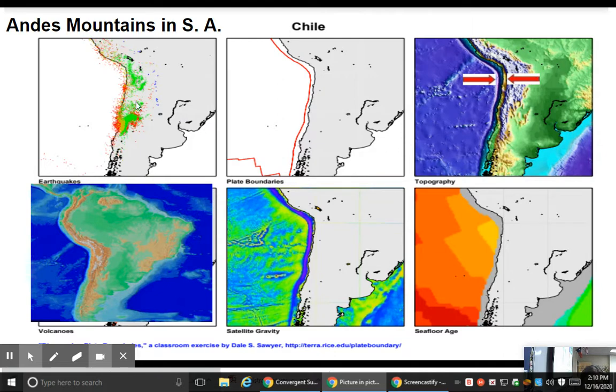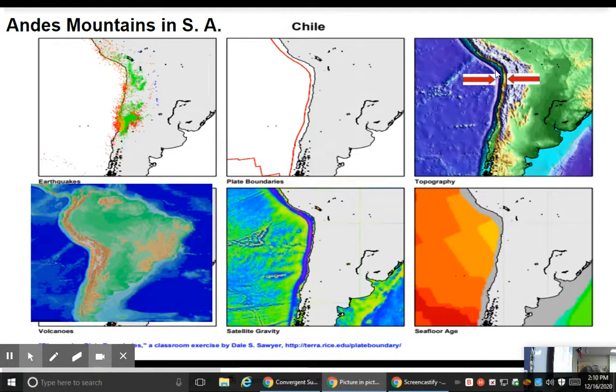Next, we're going to analyze these maps. These are maps of the Andes Mountains in South America. So here you can see along the coast of the continent, you see lots of earthquakes. Here is the plate boundary. This would be your oceanic plate and continental plate coming together at this plate boundary.